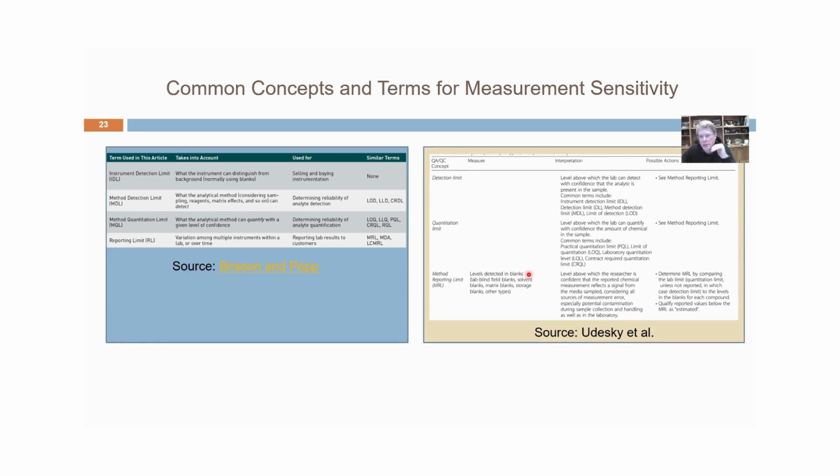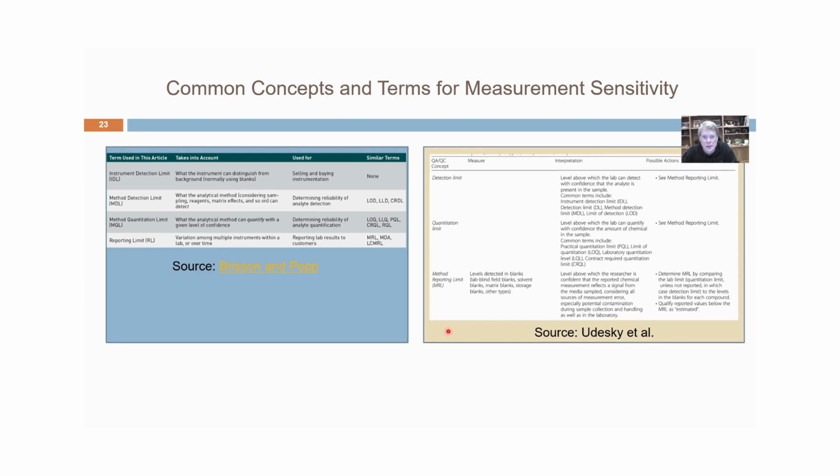So ideally the blanks will return no signal, but sometimes that's not true. Sometimes the substance of interest is in the blank, and obviously if that's true, you can't be confident that a response in a sample of about the same magnitude or lower than the amount in a blank is a true response. It simply could be due to the same factors that cause the presence of that substance in the blank. So, method reporting limit.